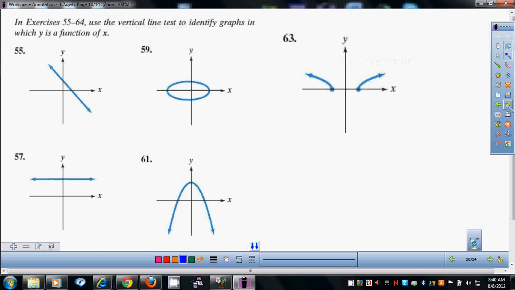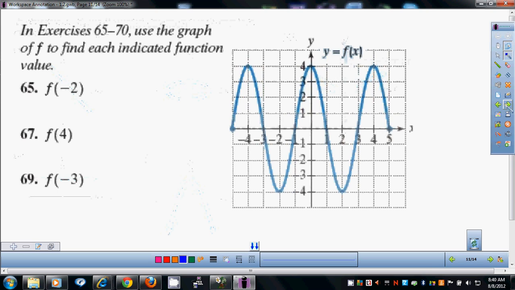What about 63? Function. It doesn't matter if there's a gap. All that matters is if you hit something more than once, which we don't. It's just one all the way across. What about 57? What about 61? Yeah, the only one on here that wasn't a function was 59. Vertical line test. Just drag your pencil across. If it touches in multiple places, then it isn't a function.